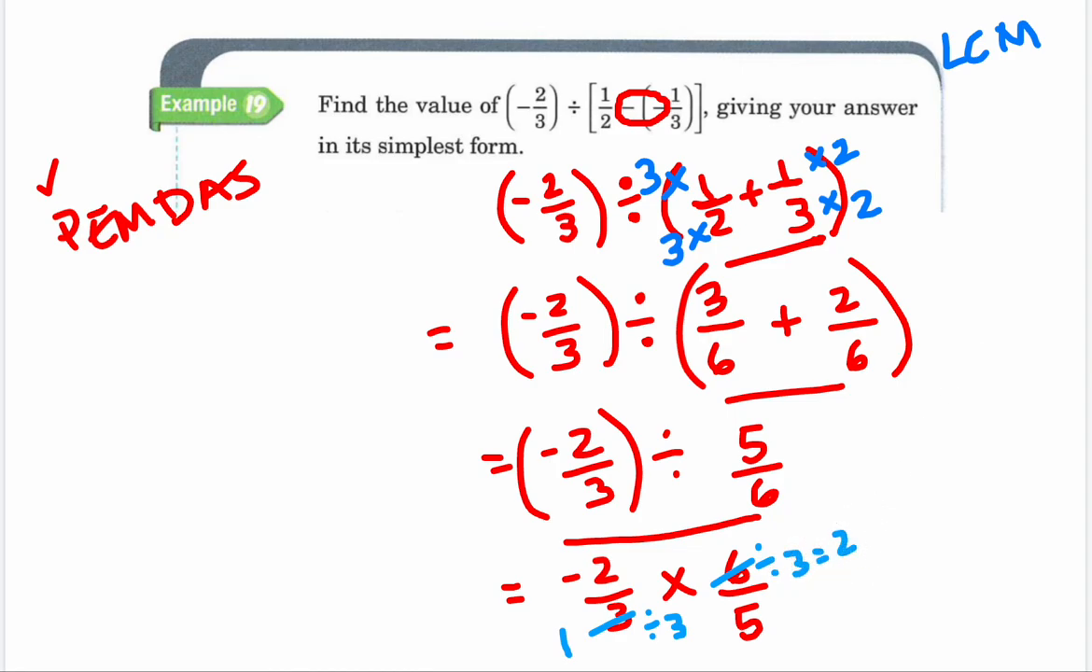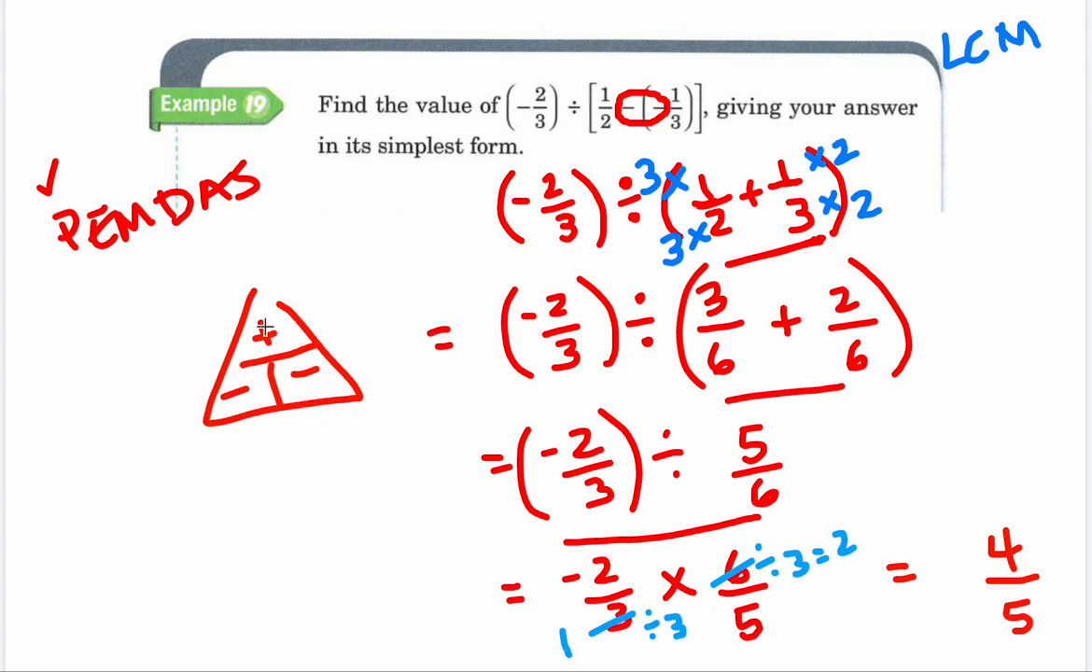So on the top now, I have negative 2 and 2, which is 4, and 1 times 5, which is 5. Negative times positive. Negative times positive is negative. So my answer is negative 4/5. It's already simplified, so I'm done.